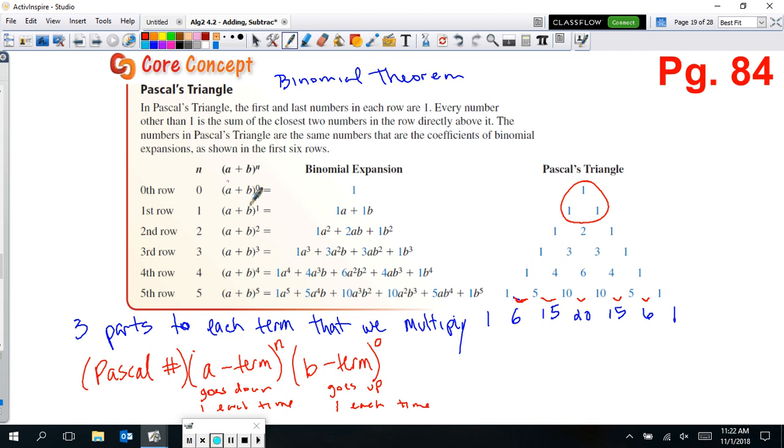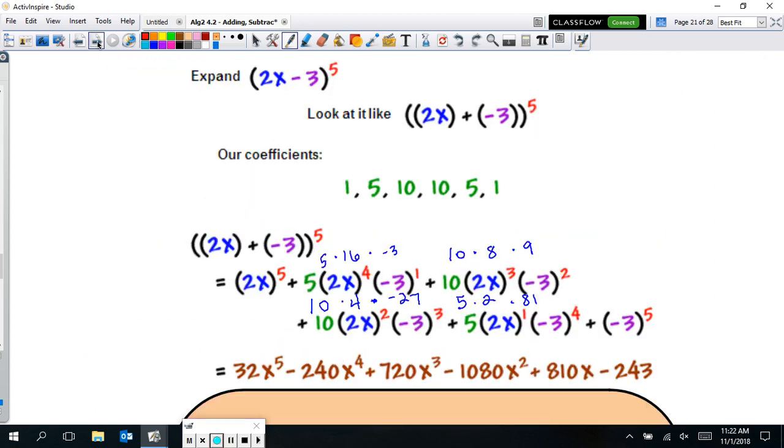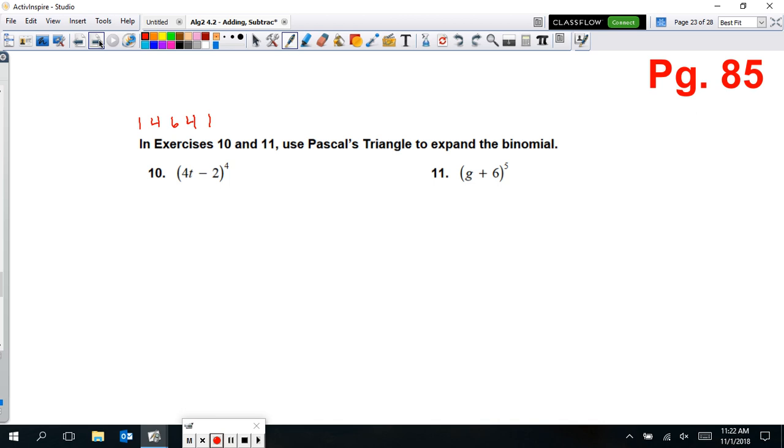So make sure you write that down there on this page, where it's on page 84, where it's got the Pascal triangle. So we need our Pascal number, our A term, and our B term for each of these terms. Okay, so here on number 10, our Pascal number is going to be 1. So we need a 1.